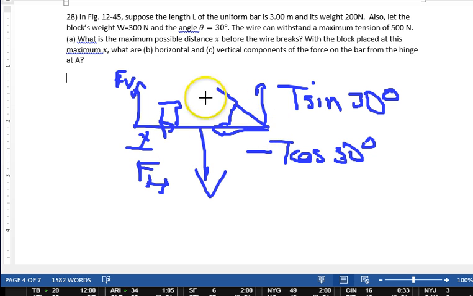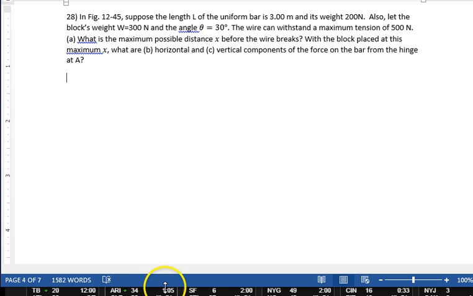Our vertical forces cause torque, and so we apply the statics equations. All right, let's start with the sum of the forces is 0. Let's look at y. So there's the vertical force at the beam, minus the 300 newtons for the box, minus the 200 newtons for the beam, plus the tension times the sine of 30 degrees.